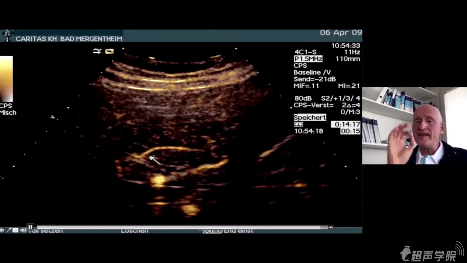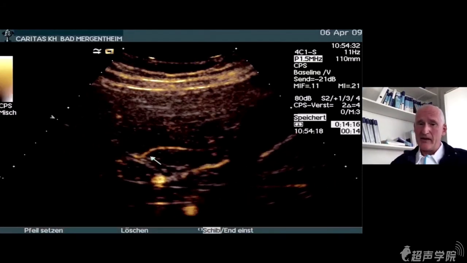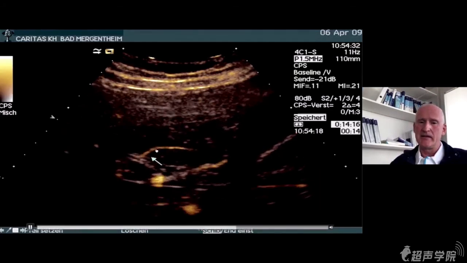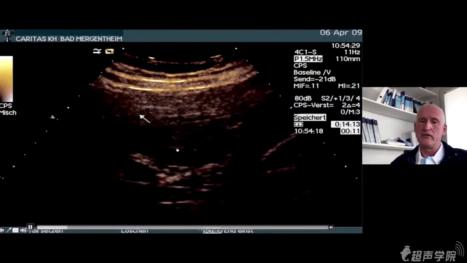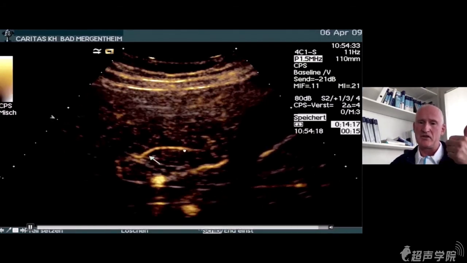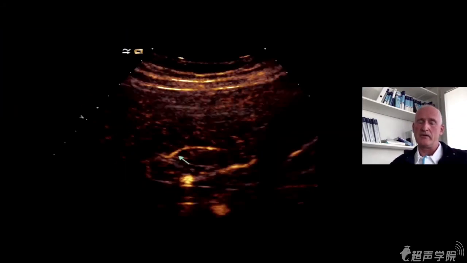And we can not only diagnose such a lesion for sure as a focal fatty sparing, we can also understand the pathophysiological process behind. That's amazing. Real-time imaging, high detail resolution. That's all we are talking about.